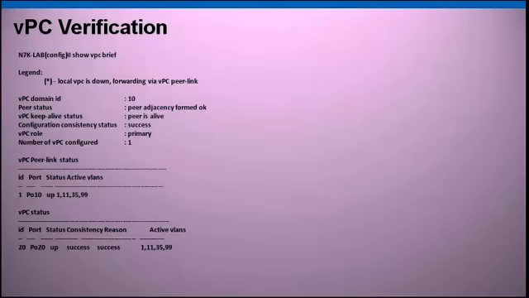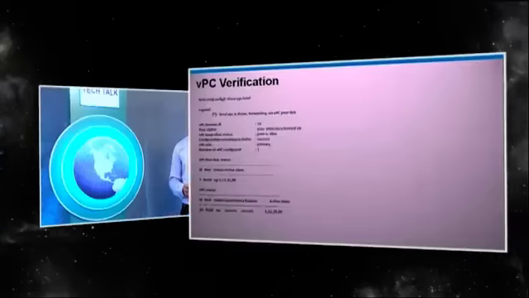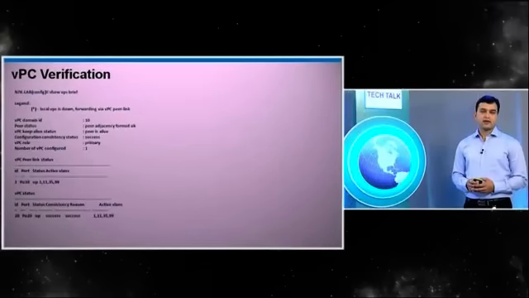If we check the status of the peer link, it says it is up, ID is 1, and it also shows what all VLANs are passing over it. Similarly, it shows the VPC status, which is port channel 20 here, and shows up and success. That means there is no consistency failure here, and it shows what the VLANs flowing over here are.